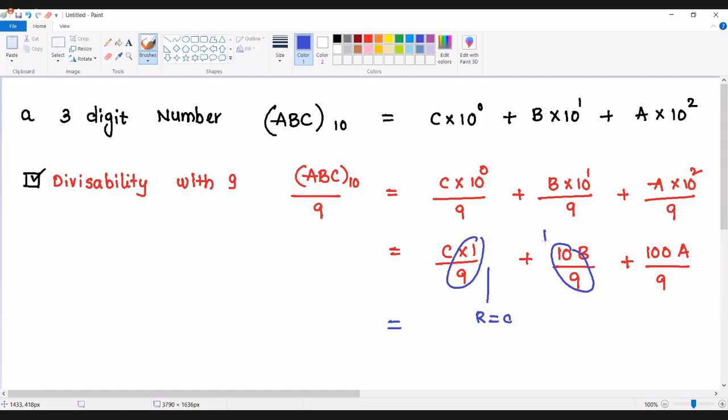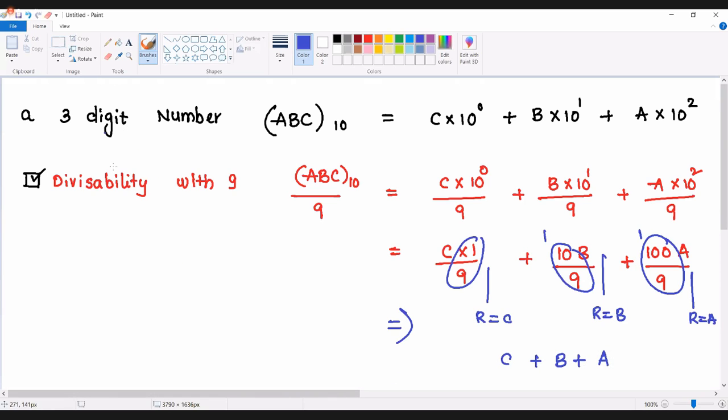10 by 9 remainder is 1. 1 into B is going to be the remainder B. 100 by 9: 9 ones are 9, 9 nines are 99, so it is giving a result 99. Remainder is 1. So 1 into A, you are going to get a remainder as A. What is the overall remainder you are getting? C plus B plus A.